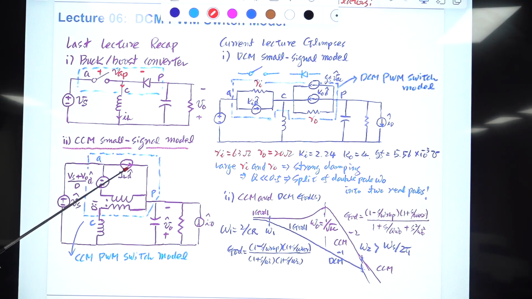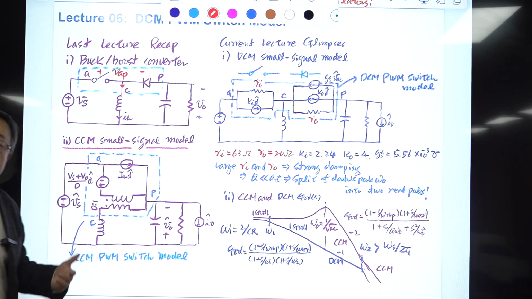So IL is here, and this is replaced with this ideal transformer with a turns ratio of 1 to D, and this is the common terminal connected to the inductor. As I said in the previous lecture, this is the common terminal connected to the inductor, and the D appears here, right? Because originally it was 1 to D in the original model of the PWM switch. So this is called the CCM PWM switch model. This is the entire small signal model of the power stage.